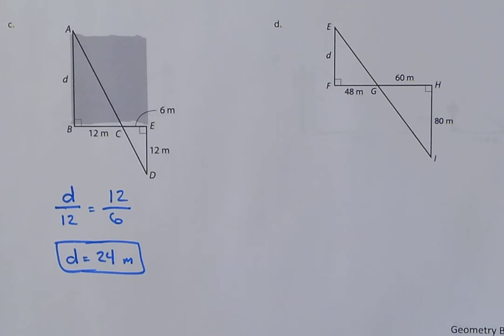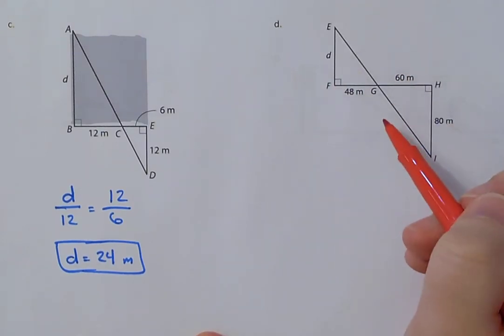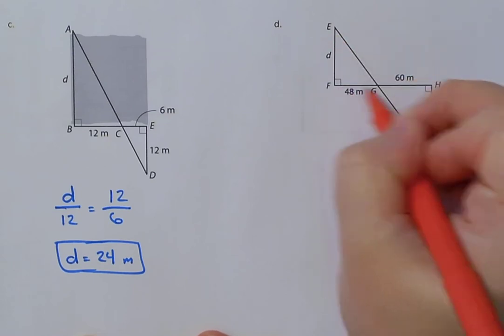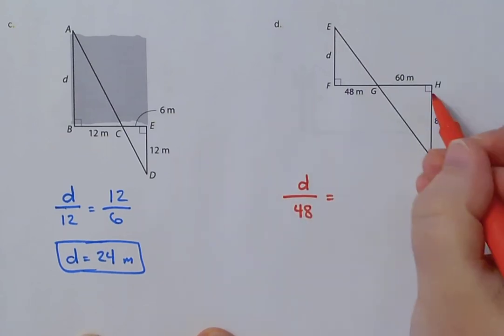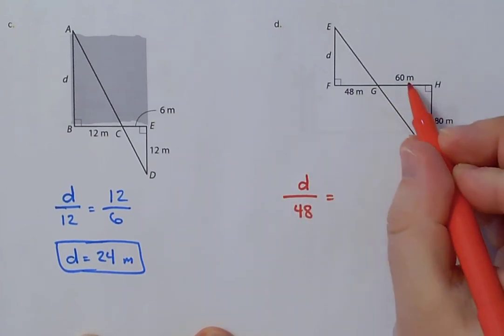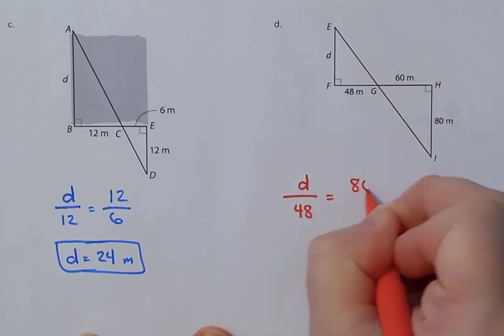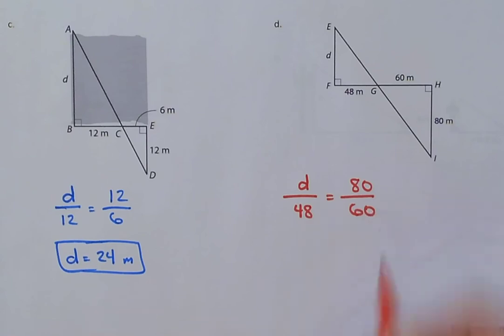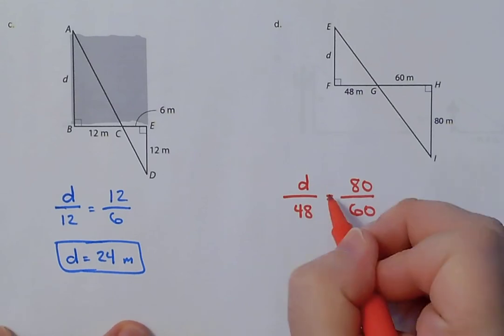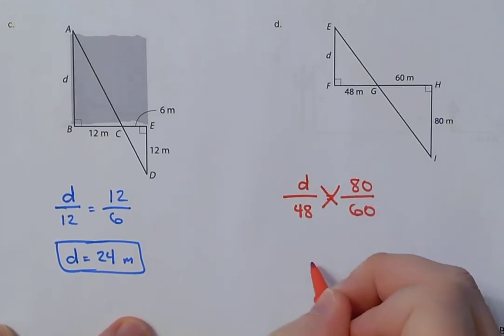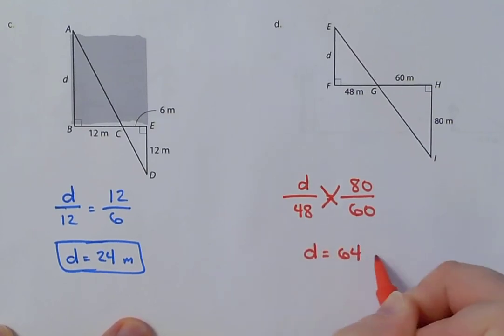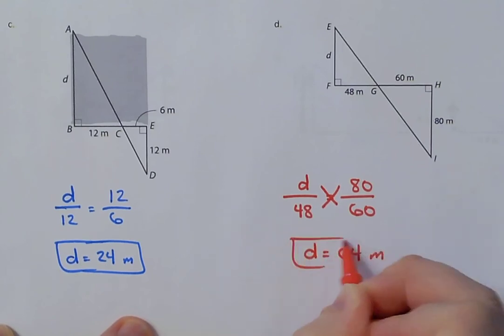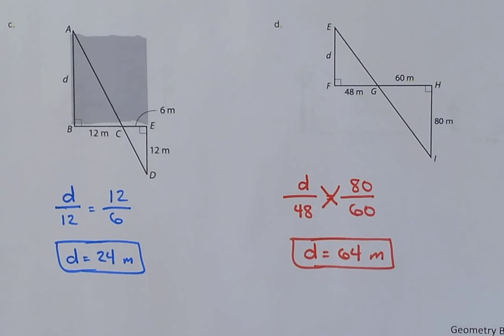Now, last one, just to quickly run through. Again, we want to set up our proportion, so we have distance over length. D over 48 is going to equal distance over length, 80 over 60. Now all we would have to do is cross multiply, and we would end up with the distance being 64 meters. That would give us our answer for part D.